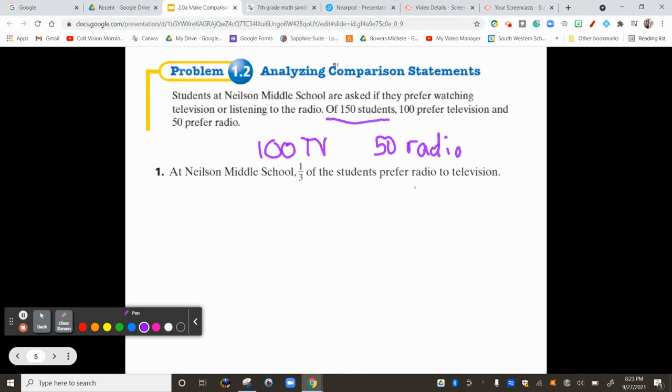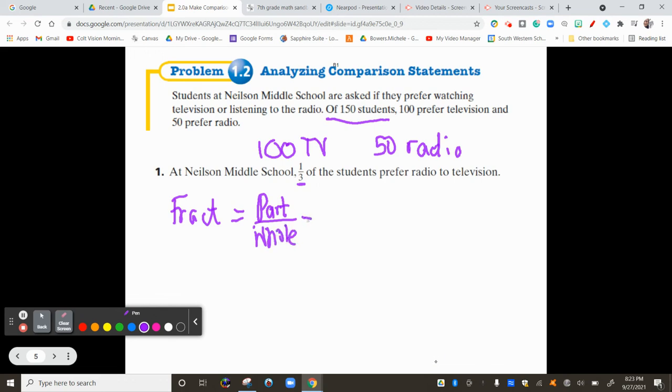At Nielsen Middle School, 1/3 of the students prefer radio to television. So 1/3 of the students, that's a fraction. And a fraction is a part to whole comparison. So since it's a fraction, I'm going to write this way: part to whole.